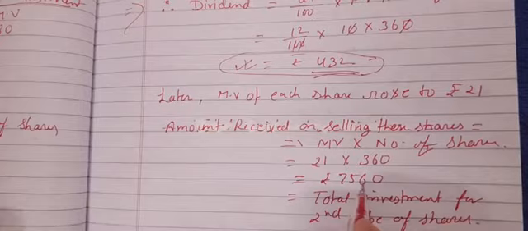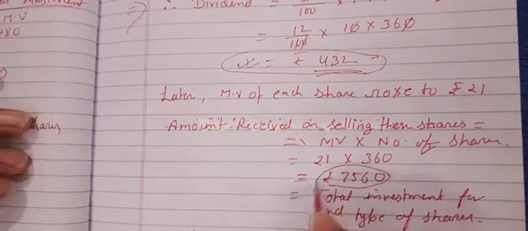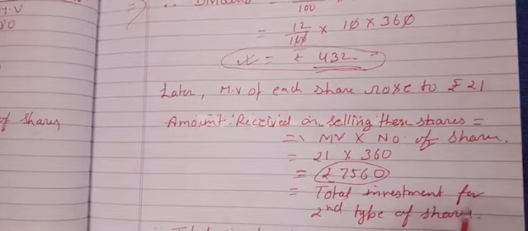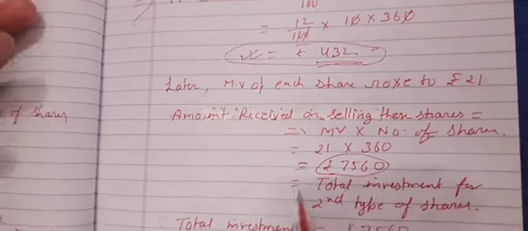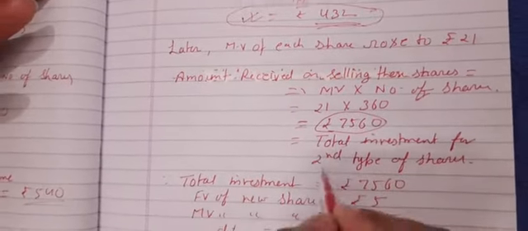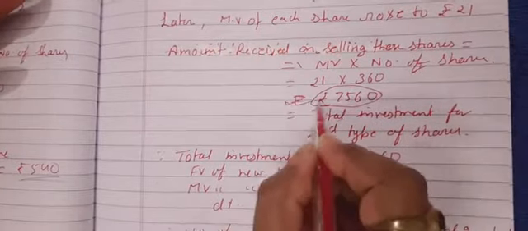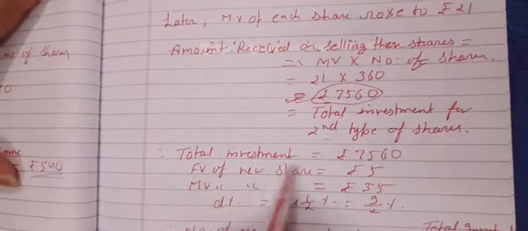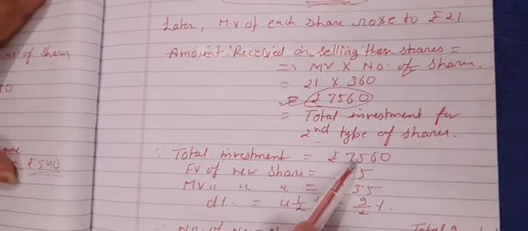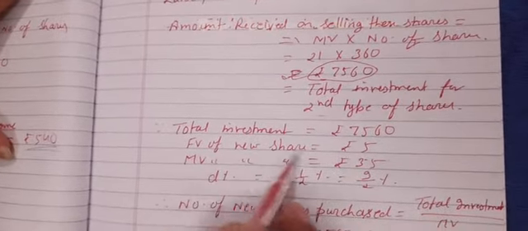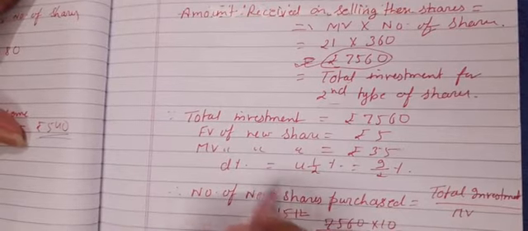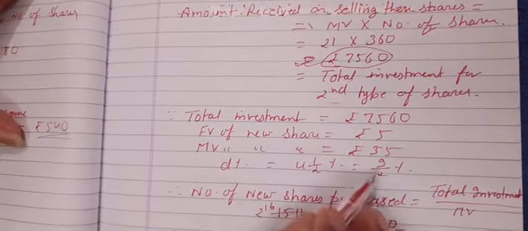And then he invested this amount to buy the second type of shares. That's why I've written here that total investment for the second type of share is the same thing. Again I have rewritten that total investment is equal to rupees 7560, and face value of the new share was rupees 5, but market value was 3 rupees 50 paise. Dividend percent was 4.5%, that is 9/2%.